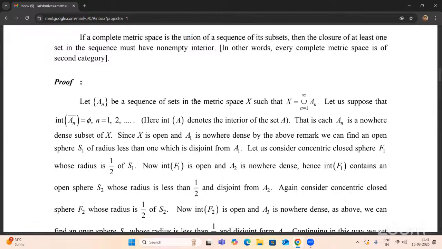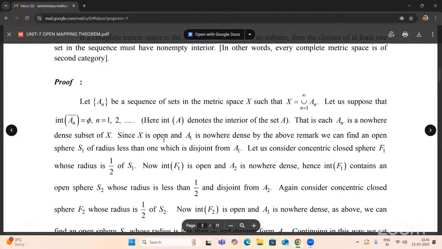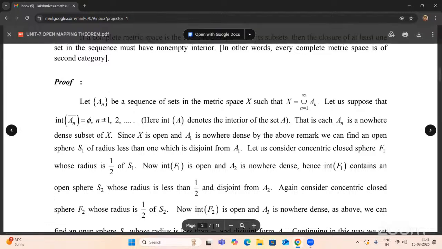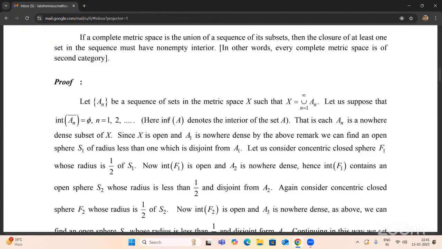It is asked a number of times in real analysis, and the same theorem follows in the functional analysis paper. Now, once more, let a sequence of subsets An be such that the metric space X equals the union of all of them, and the interior of the closure of An is empty for n equal to 1, 2, and so on. So An is a nowhere dense subset of X.